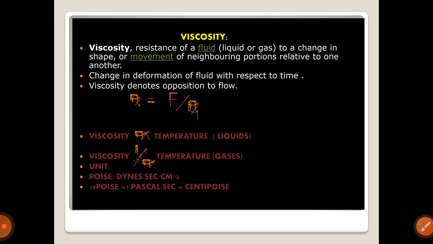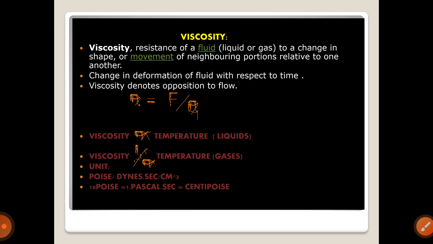Viscosity affects the shape. Viscosity affects and changes the movement of neighboring particles relative to one another. It is the change in deformation of a fluid with respect to time. Like we discussed earlier with water and honey, the time taken by water to flow and the time taken by honey to reach that point are different. Why? Because of viscosity, because of flow behavior.